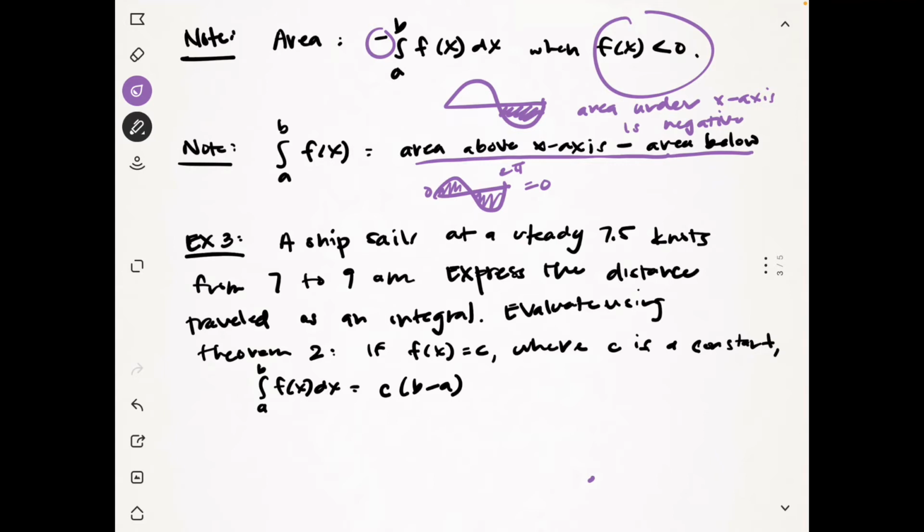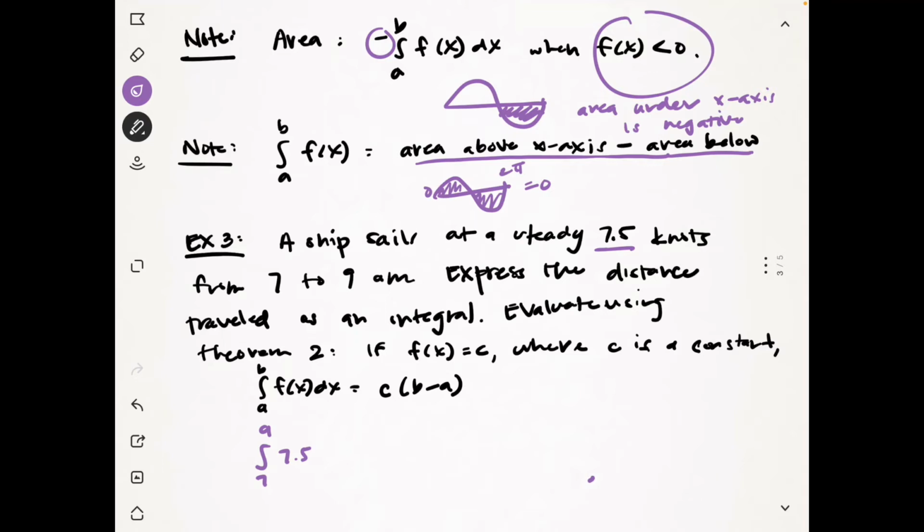So it says a ship sails at a steady 7.5 knots from 7 to 9 a.m. Express the distance traveled as an integral. And then it says evaluate using theorem 2. Okay, so we're going to say we start at 7, we end at 9, and then our function is 7.5, right? Because it stays at that steady rate.